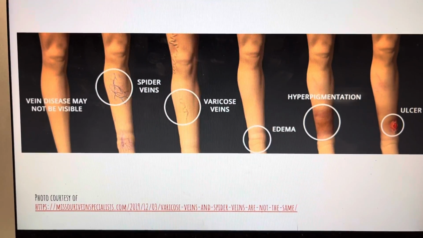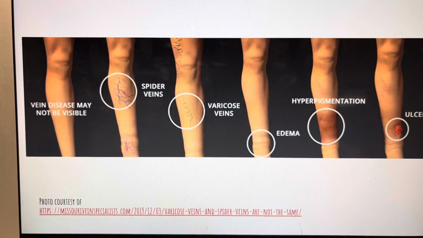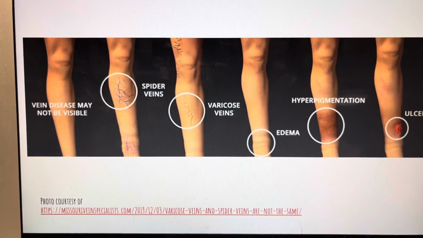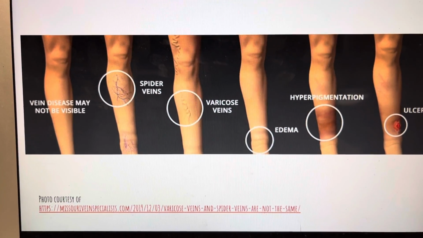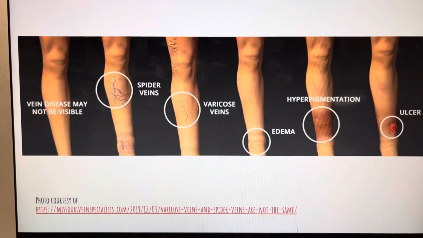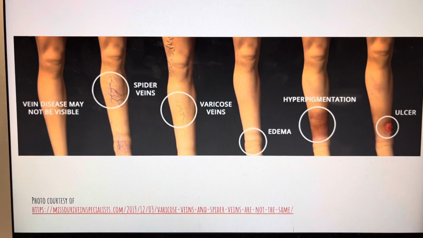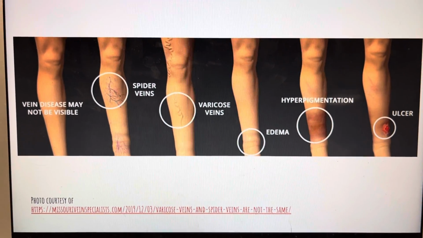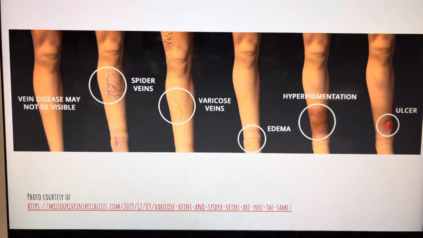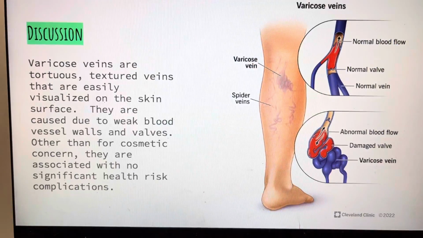This one shows a difference: spider veins are on the left. That one's more just the visible bluish vein tint. Then the varicose veins are the ones that are raised up on the skin. The edema, hyperpigmentation, and ulcers. These are all just different differential diagnoses that could take place.